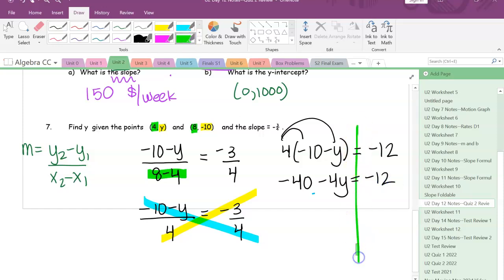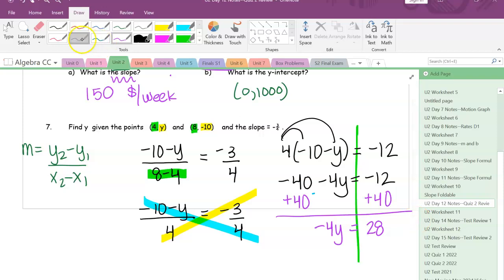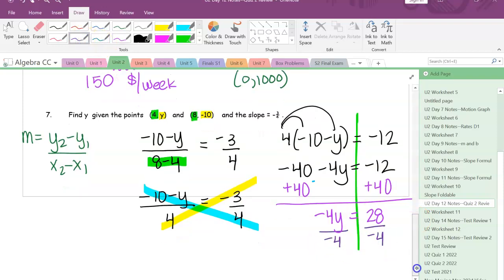And now from here, we are solving like normal. We're going to add our 40 over. And -4y equals, this is going to be a 28. And last step, divide by your -4. And I'm kind of out of room, but you're going to get y equals -7.